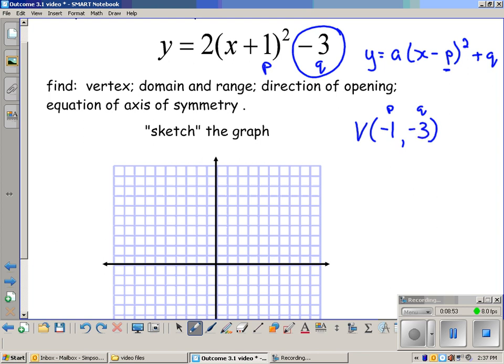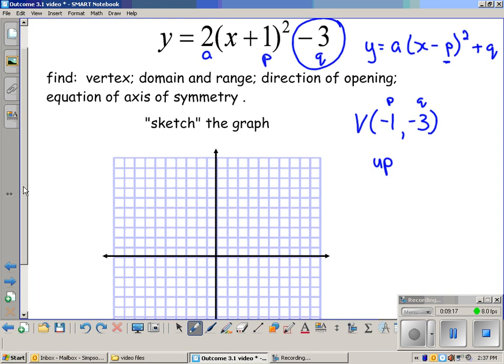We also want to look at what the direction of opening is. Our direction of opening comes from our a value. If a is positive, our parabola opens up. If a is negative, our parabola opens down. So in this case, we open up. Those are the two that we need in order to start our sketch, and then we can find the rest of that information in a moment.